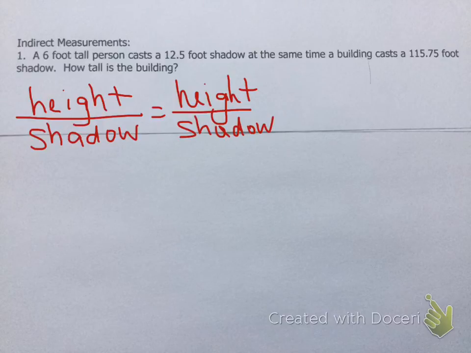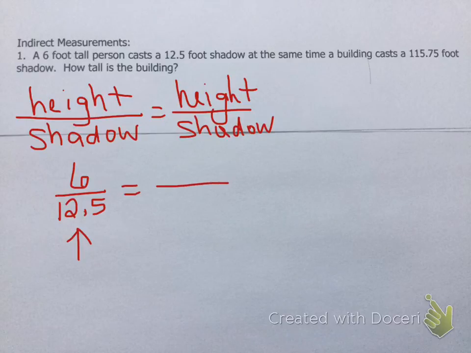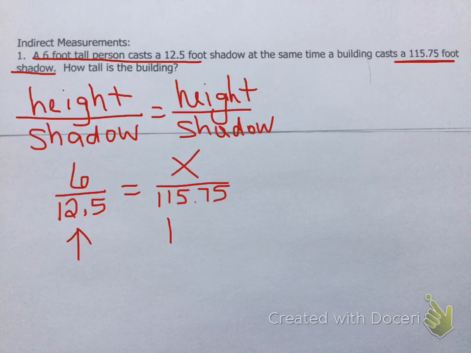Okay, so the person is 6 feet tall. That's the actual height of the person. And that person's shadow is 12.5. So this ratio here is based all upon the person. And then this ratio here is going to be based on the building. So we have, okay, I didn't underline here. The building casts a 115.75-foot shadow. So that's the building's shadow height. So that's going to go right down here. We want to find out the actual height of the building. So this ratio is based all on the building.